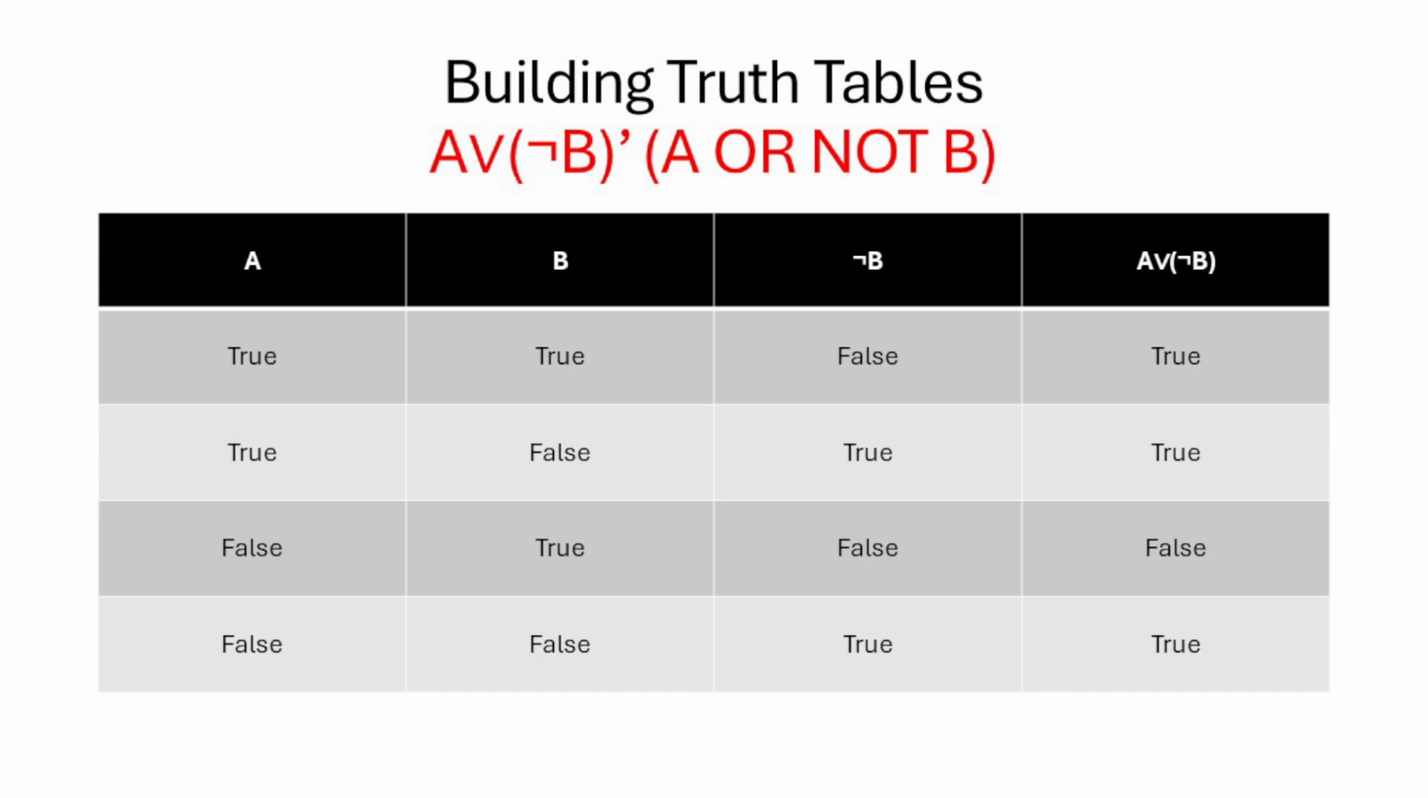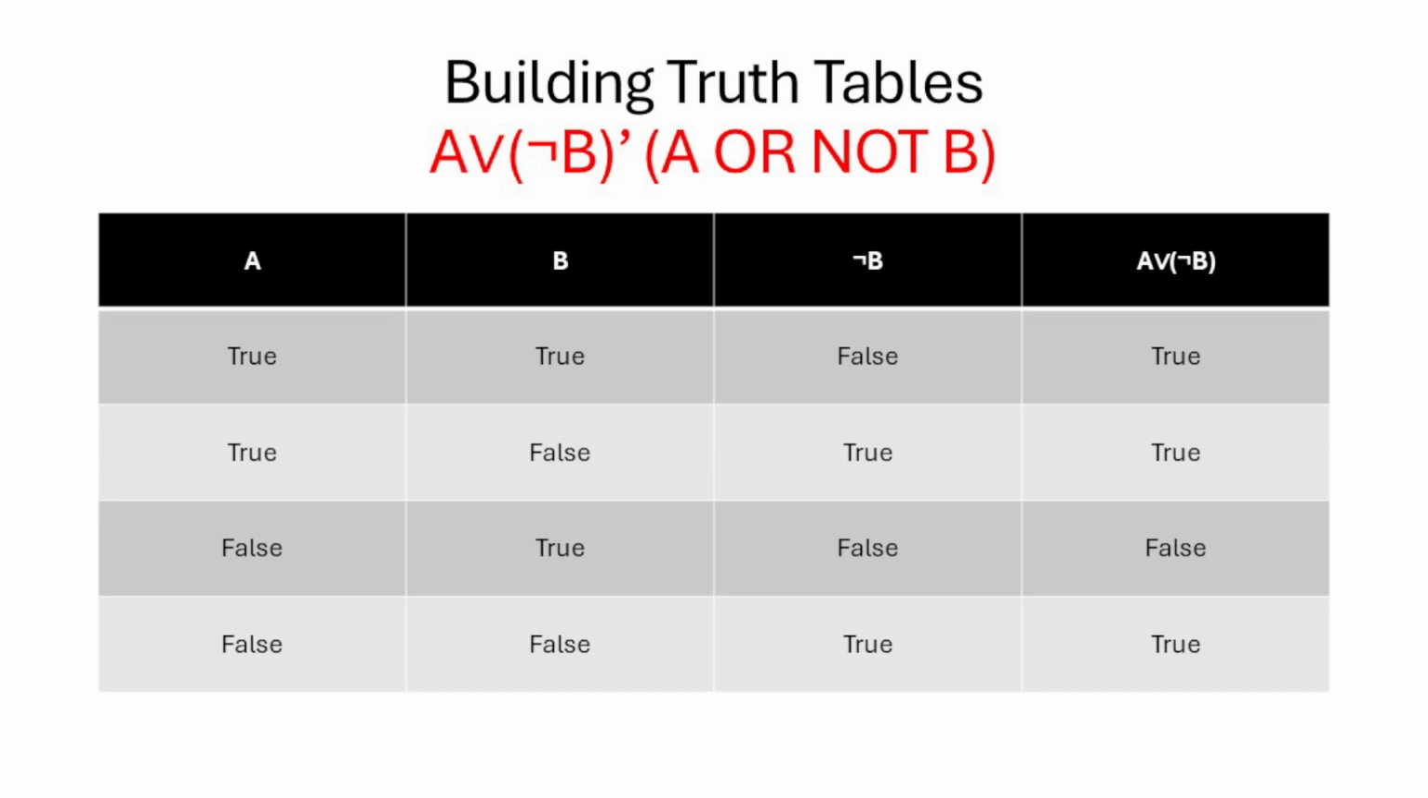And then we have the third row where A is false and B is true and not B is false, which means the statement A or not B is false. And then finally we have A is false in this bottom row, this fourth row. We have A is false, B is false, but not B is true. Therefore, the statement A or not B is true.